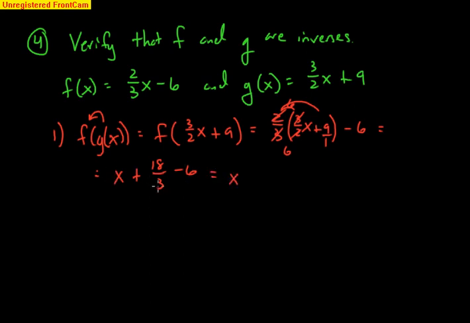But look here. The x comes. 18 over 3 is 6. So it says x plus 6 minus 6. Bye-bye, plus and minus 6. Hello, x. And there's the first part, f of g of x. Now, you must do the second part, the reverse order, g of f of x.